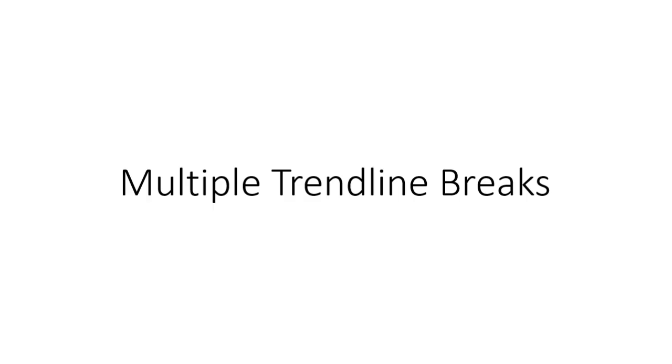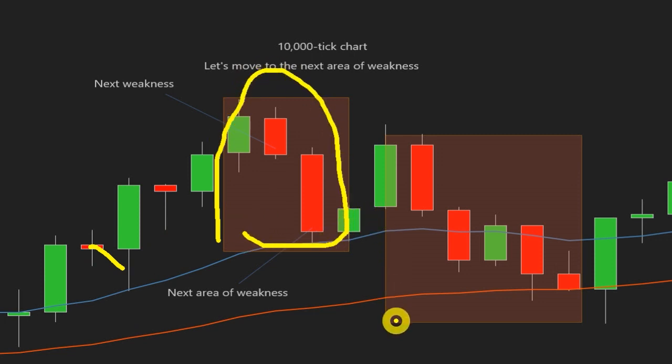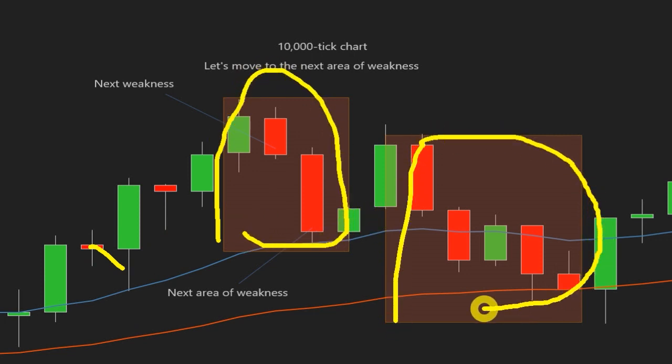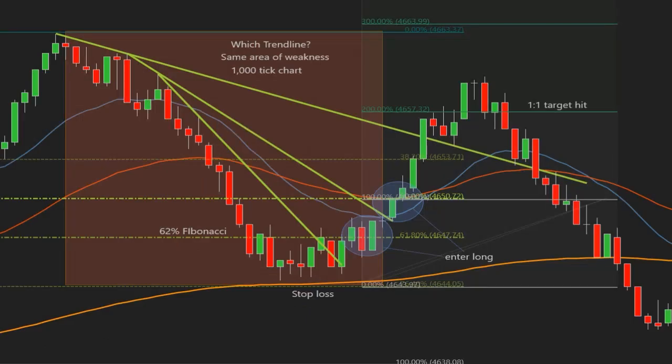Let's talk about multiple trend line breaks, because now it gets more complicated. We're going to be looking at this area on the 10,000 tick chart. We just finished up this area here, and we're going to look at this area here. It gets complicated, and we're going to really look at some complication over here after that. But at least in this area here, everything's above the 20 moving average, which is great. So let's go to the lower time chart in that area.